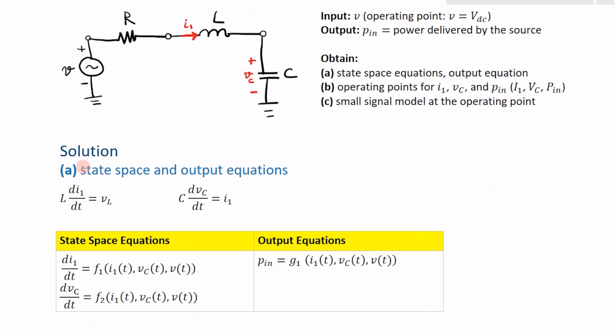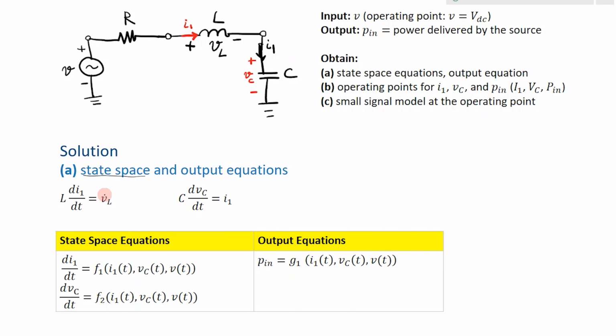Let's start with the state space equations. We know that state space equations come from differential equations, and the reason we'll have differential equations involved is because of the inductor and the capacitor. The relation for the inductor is L di/dt equal to VL, where VL is this voltage across the inductor. And the relation for the capacitor is C dVc/dt equal to the current flowing into the capacitor, which is the same one as the current into the inductor. So it's also I1.